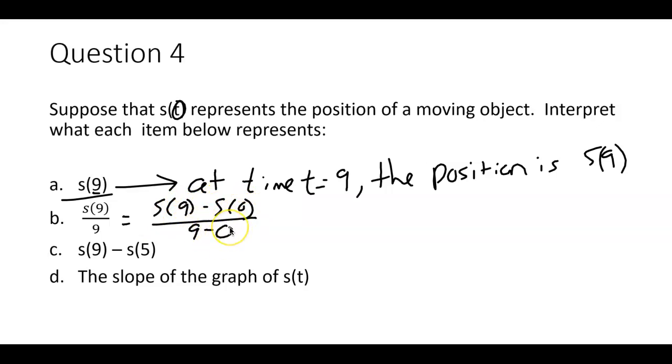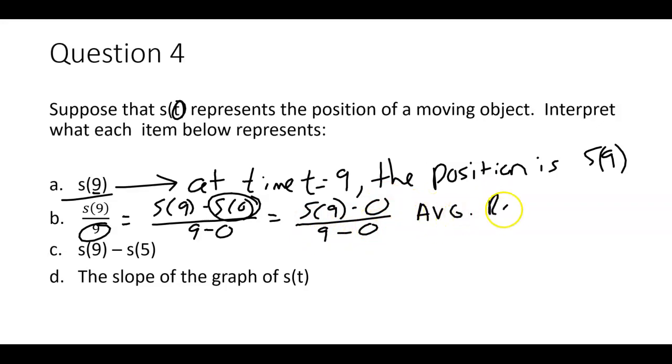Maybe. Because 9 minus 0 is the same thing as 9. The only problem is this guy, s of 0. I don't know what that is, but maybe s of 0 is 0. And so we could write it like this, in which case this would represent the average rate of change on the interval 0 to 9. Okay, so that represents an average rate of change, maybe, and that's only assuming that s of 0 is 0. But without that, it kind of doesn't really represent anything, honestly.